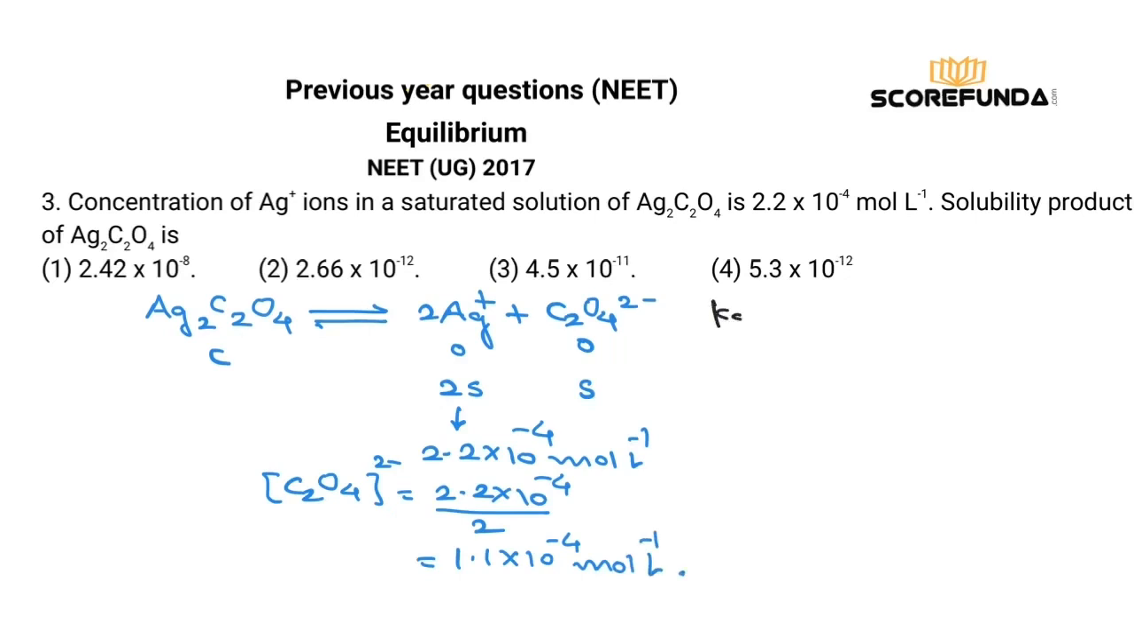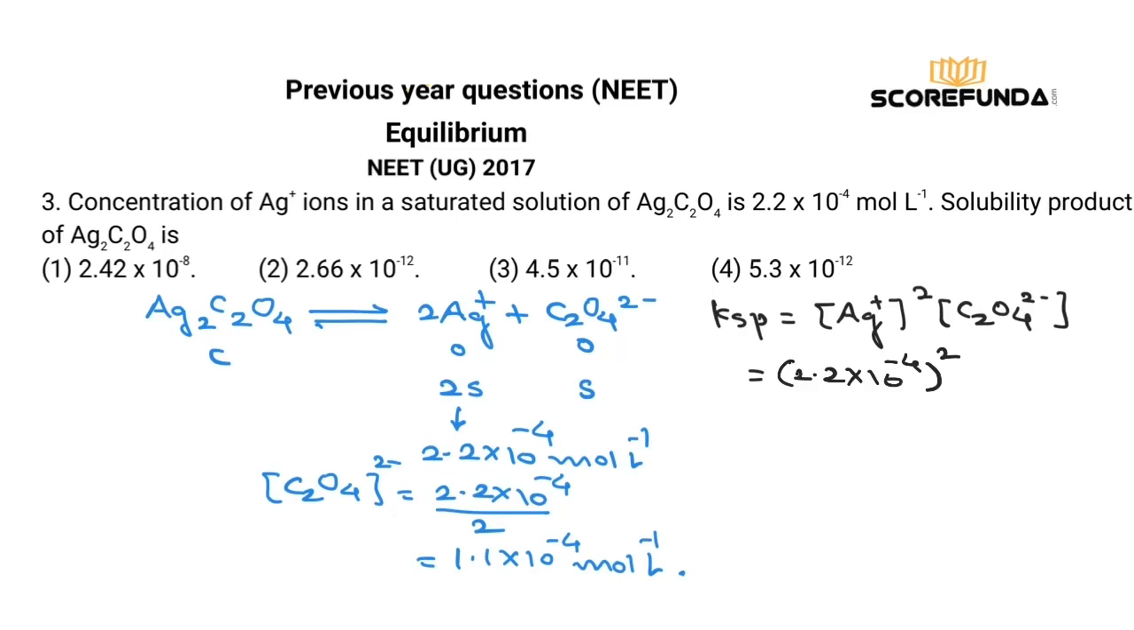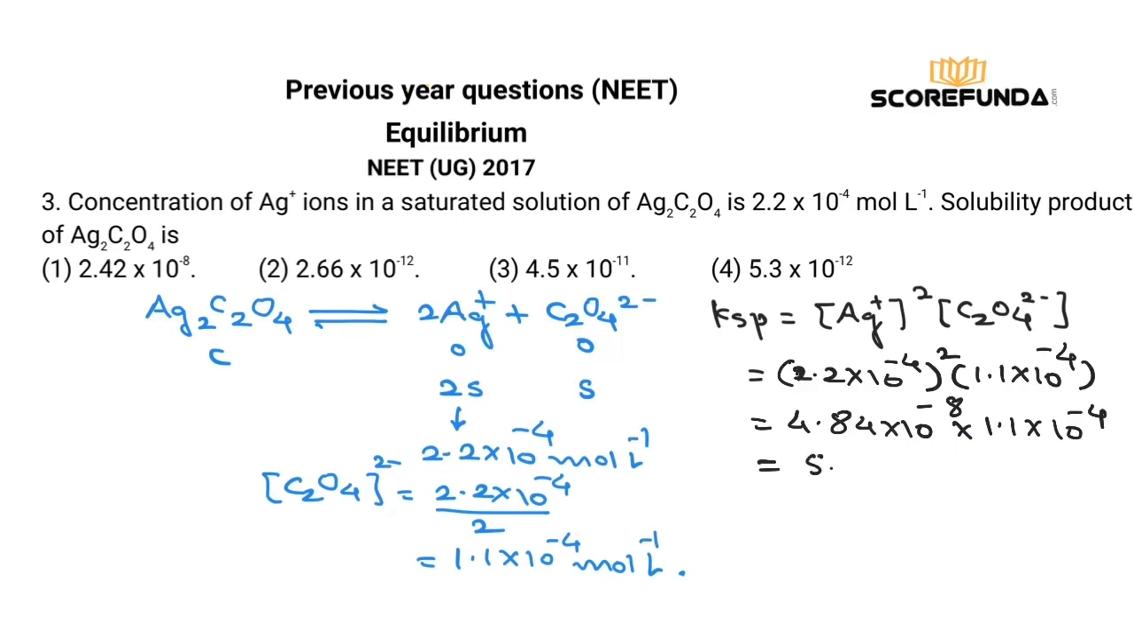Now Ksp will be equals to concentration of Ag plus square into concentration of C2O4 2 minus, that will be equals to 2.2 into 10 to the power minus 4 square into 1.1 into 10 to the power minus 4, that will be equals to 4.84 into 10 to the power minus 8 into 1.1 into 10 to the power minus 4, that will be equals to 5.324 into 10 to the power minus 12. Hence the answer to this question should be option 4 होना चाहिए हमारा answer. 5.3 into 10 to the power -12.